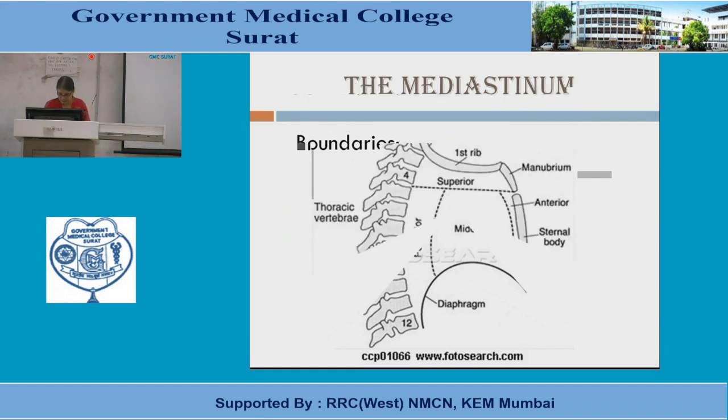Now, let us see the divisions of the mediastinum. According to this diagram, there is an imaginary plane passing anteriorly from the sternal angle. You know, the sternal angle is the joint between the manubrium and body of the sternum. This is the sternal angle. So, an imaginary plane passing anteriorly from the sternal angle, and posteriorly it is going up to the lower border of the fourth thoracic vertebra. So, this is an imaginary plane which divides the mediastinum into superior mediastinum. All above this is the superior mediastinum, and below this is the inferior mediastinum.